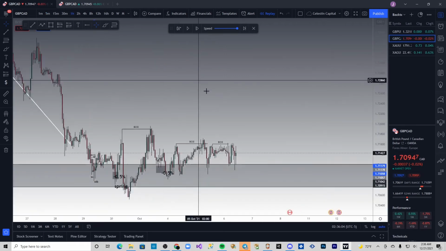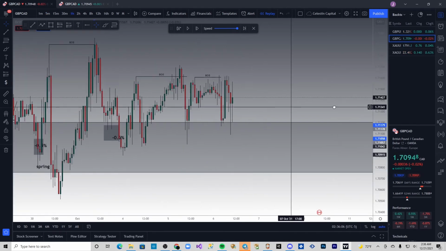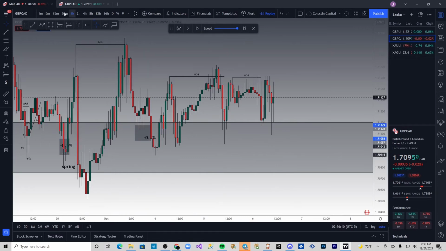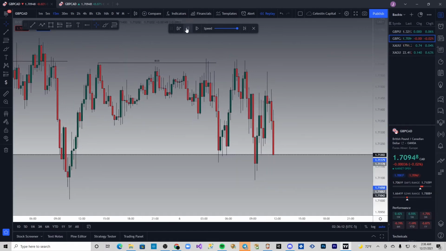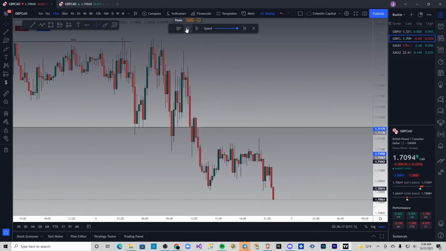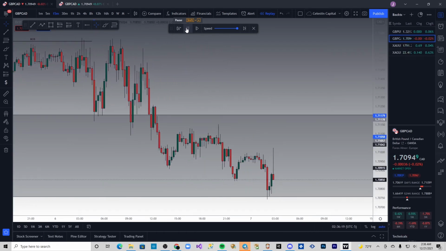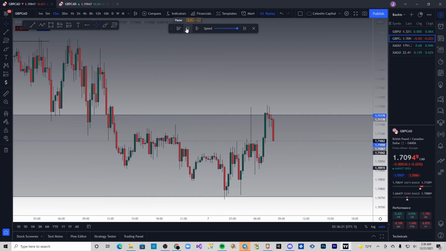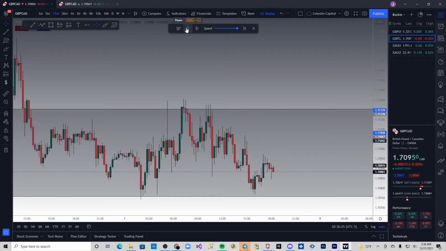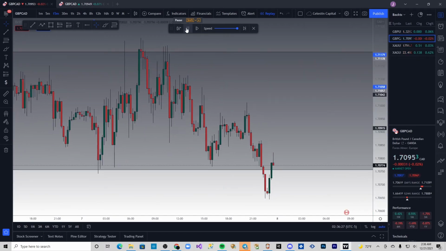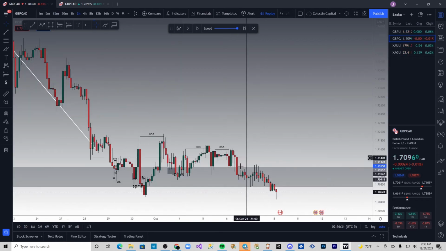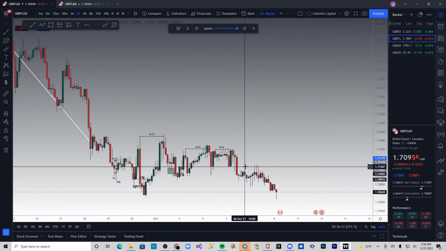Let's go back and take a look at structure once again. Again, a lot of manipulation, but that's fine with us, no problem. See, our demand zone is still holding. All right, so we've broken out of our demand zone. So now this zone is no longer valid for us.